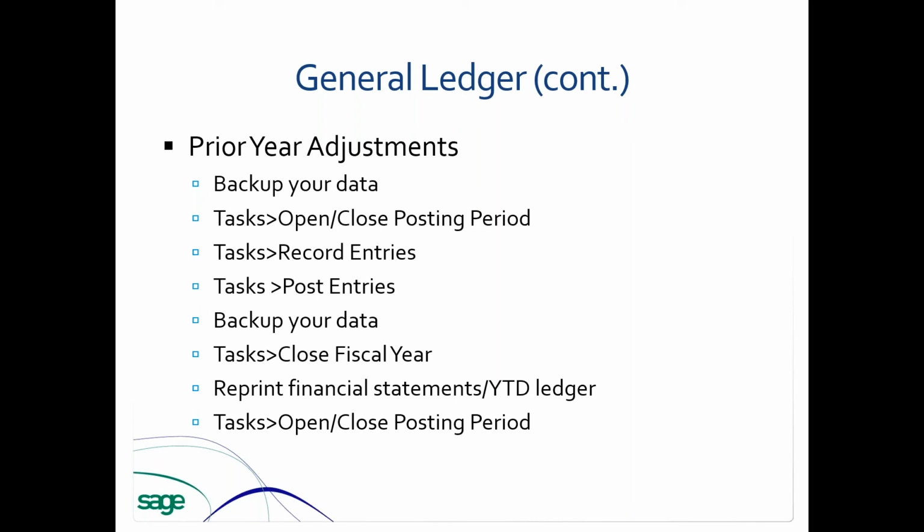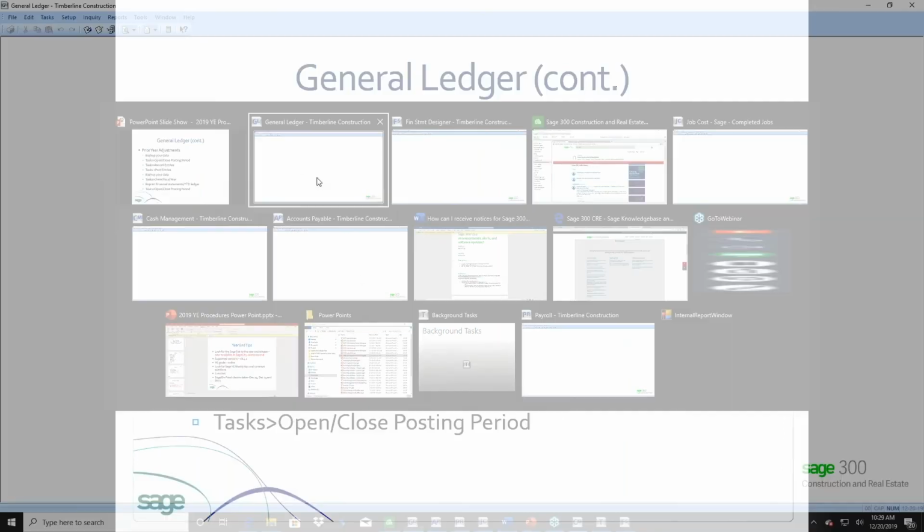Then you're going to go ahead and reprint financial statements and reprint any ledgers that you need, because you can go back and reprint current ledgers using the year-to-date ledger option with a modified date range. You can reprint those reports. And with financial statements, you can roll back and reprint the December financial statement. And then lastly, you're going to go back into Tasks, Open Close Posting Period and mark that period back as being closed. So let's go take a look again in General Ledger.